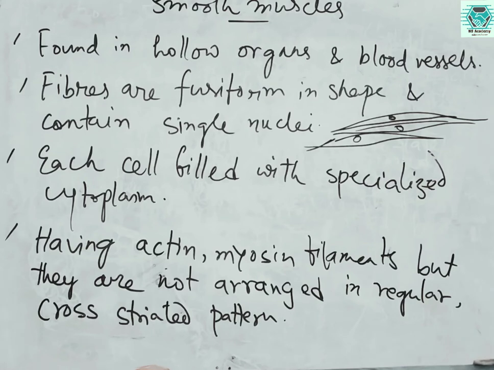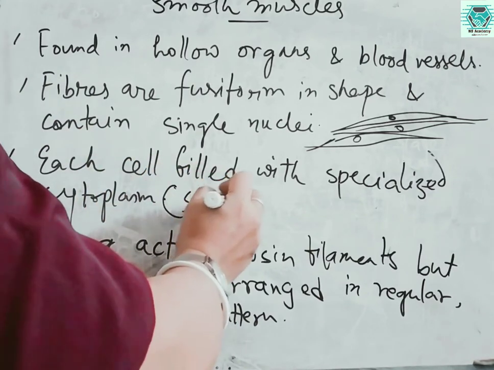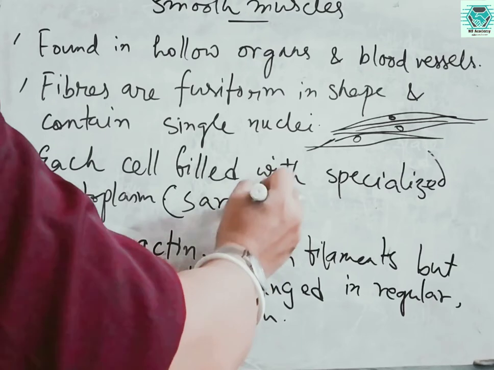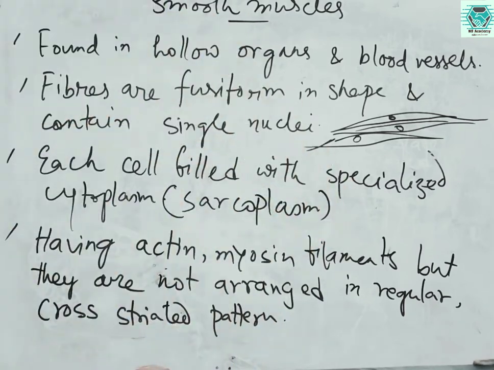in a fiber. Each muscle cell is filled with specialized cytoplasm, and this cytoplasm is called sarcoplasm, which is also present in skeletal muscle. Sarcoplasm is also present in skeletal muscle as well as in smooth muscle and cardiac muscle.